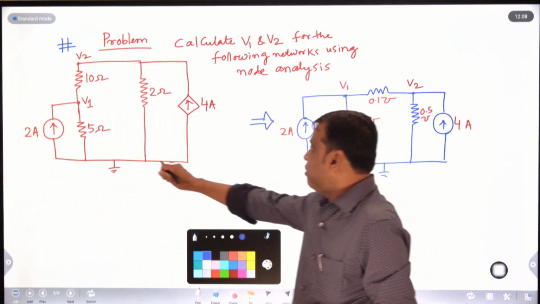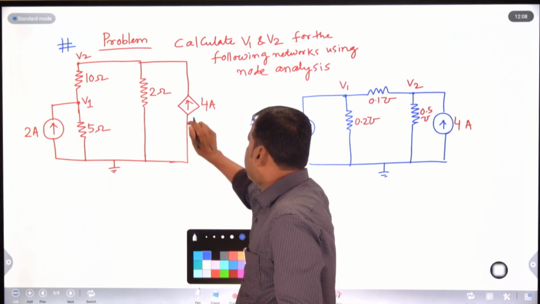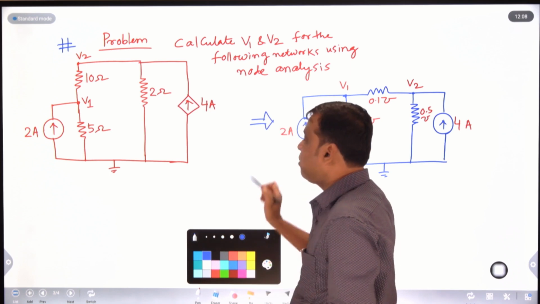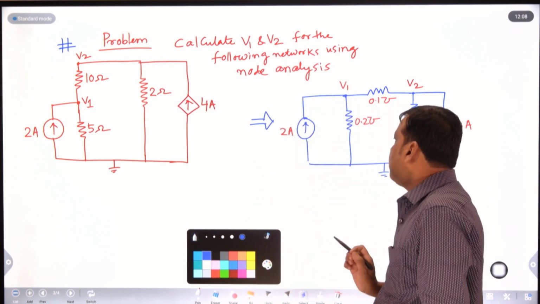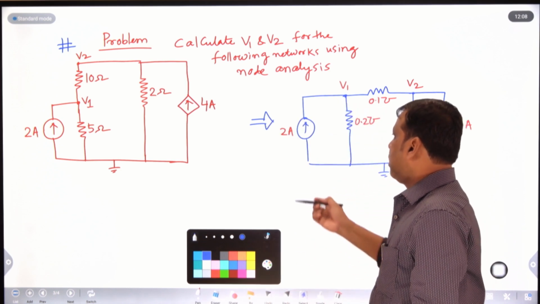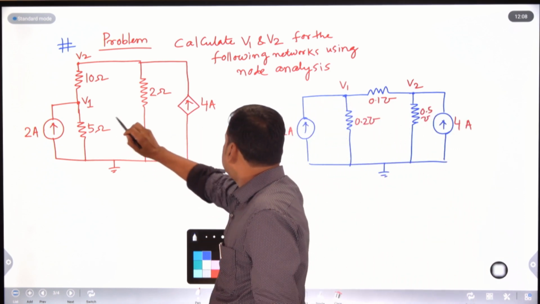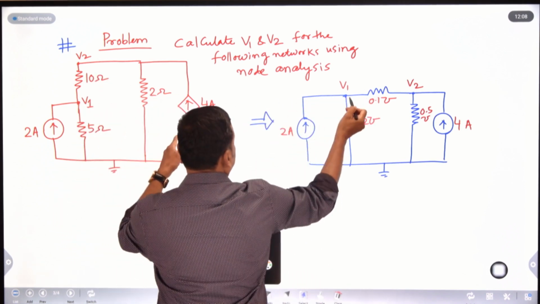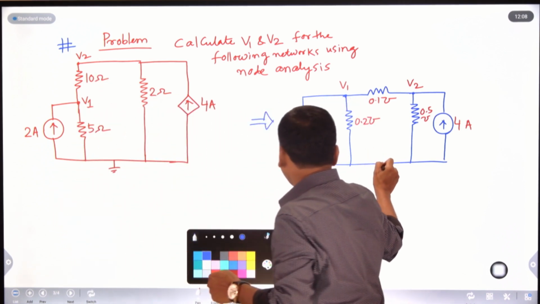So what will we do? First of all, this is a current source, no problem. And here also there are two current sources, one is 2 ampere, another is 4 ampere. If there is a current source, there is nothing to worry about. But if there is a voltage source, we have to convert it into a current source. There are two current sources, so slightly modify the circuit. This is your V1 and V2, and this is a datum node or reference node.